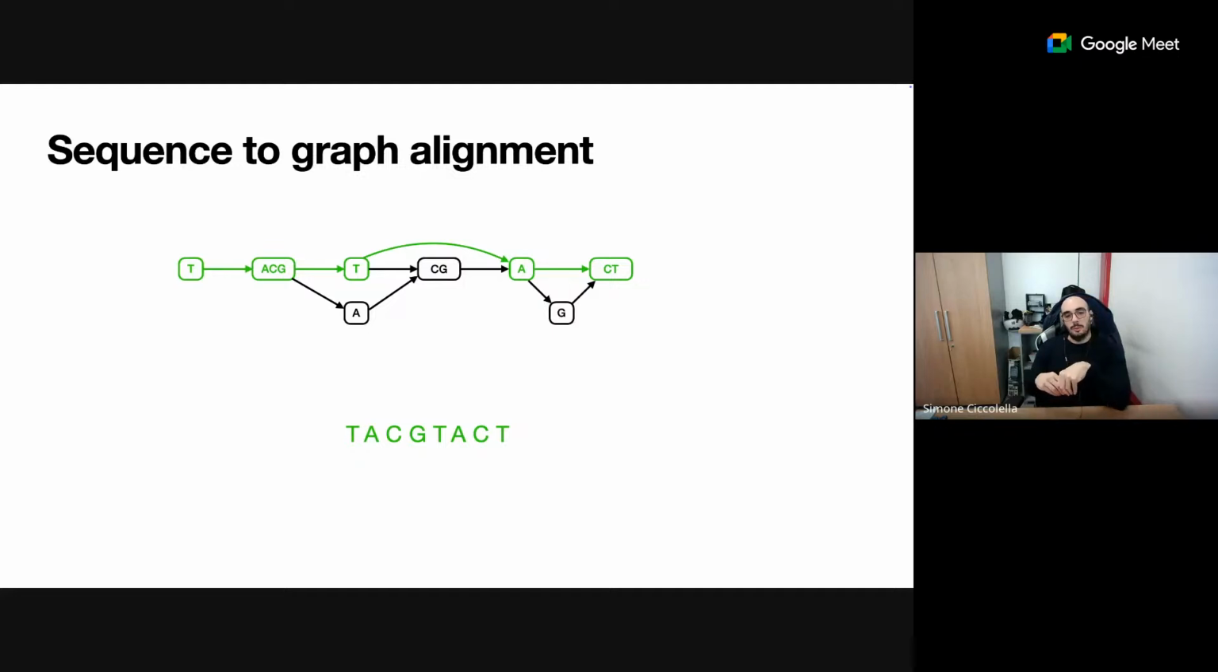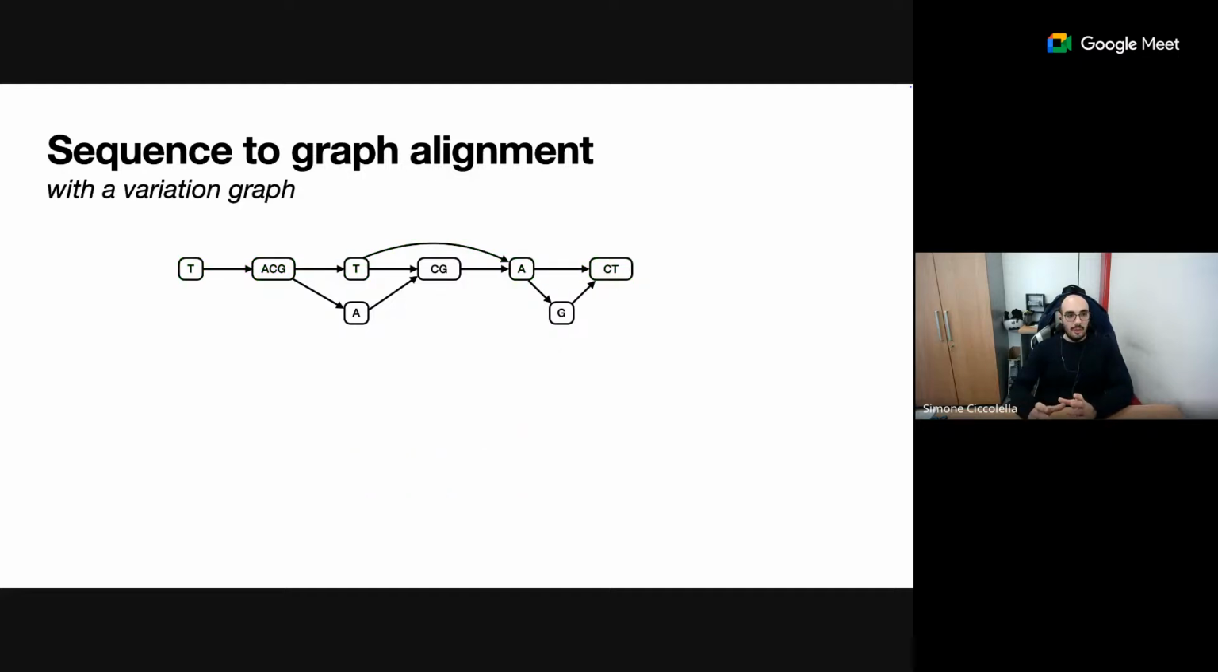So we would obtain some different CIGAR, which is what we usually do when we do sequence-to-sequence alignment, right? So in this case, we do not get an exact coordinate position as we normally do, but we will get this sequence of nodes in the graph that would be the mapping of our read.